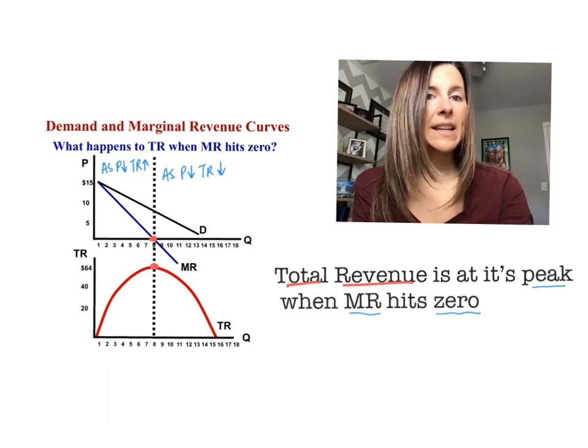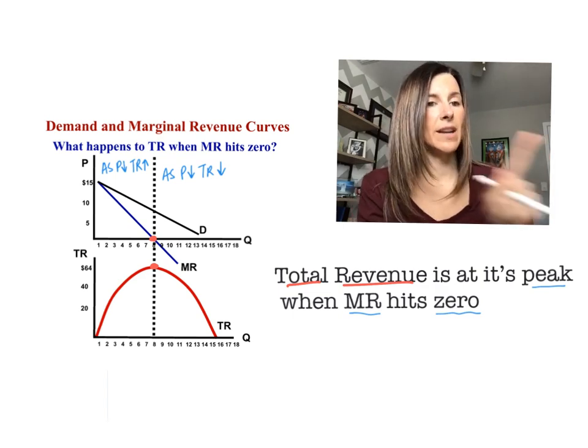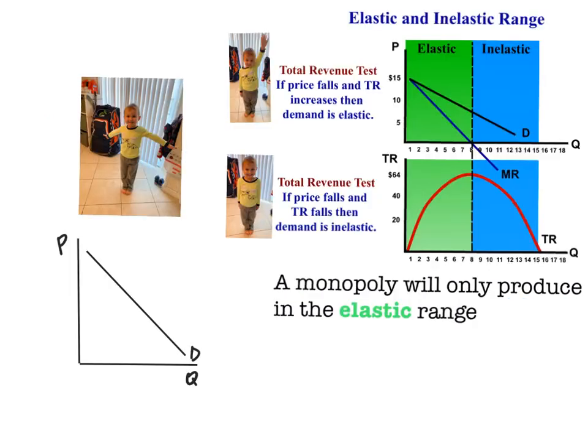So notice again, on this side of the demand curve, as the price goes down, total revenue goes up. Then as we hit 0 for our marginal revenue, or that peak in our total revenue, as price goes down, our total revenue goes down. So that's part of that total revenue test.